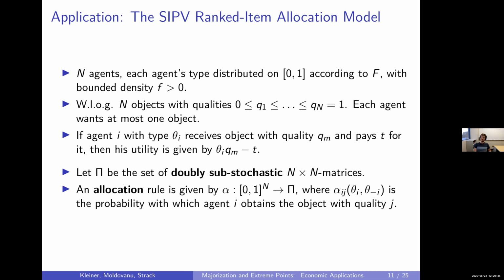Now, what does the auctioneer do? The auctioneer is going to decide on an allocation, and an allocation could potentially be stochastic. So we let this capital pi denote the set of doubly substochastic n times n matrices. So these are the matrices that have row and column sums less than 1, and all entries are non-negative. And then an allocation rule is simply a mapping that sends the reported types of the agents into such a stochastic allocation. And the interpretation is that the entry of this matrix in row I and column J is the probability that agent I obtains an object of quality Qj. Okay, so alpha ij is a function of all the reports of all the agents, and it's the probability that agent I gets object J.